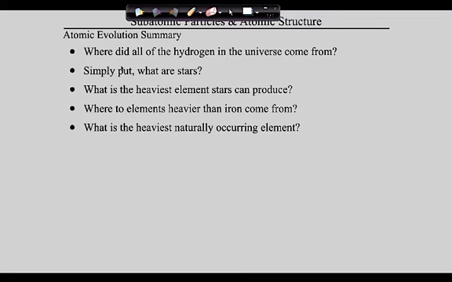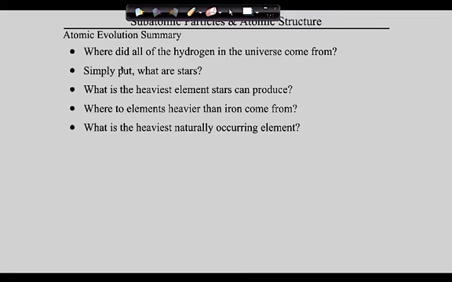Question number 1. And again, skip just one line between each question so you have a place to write the answer. Question number 1, where did all the hydrogen in the universe come from? If you didn't know this, our universe is actually mostly hydrogen. Then, guys, question number 2, what are stars?